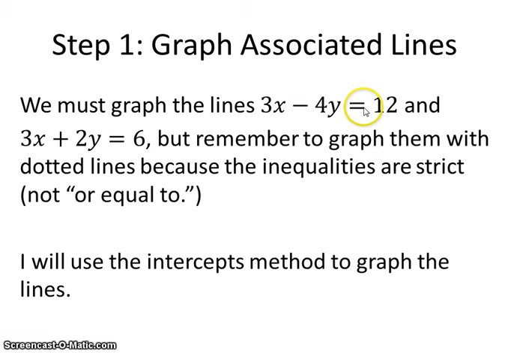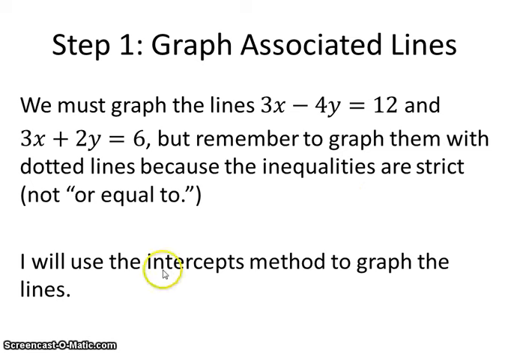We have to graph these as dotted lines because the original inequalities were strict. This one was less than, this one was greater than. If they were less than or equal to or greater than or equal to, the lines would be solid. But in this case, since they are less than and greater than, the lines themselves are not going to be part of the solution. So the way that we denote that is to use dotted lines.